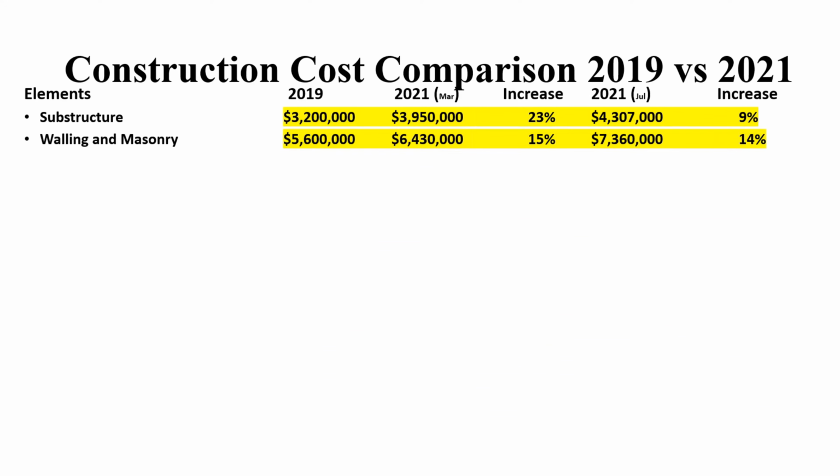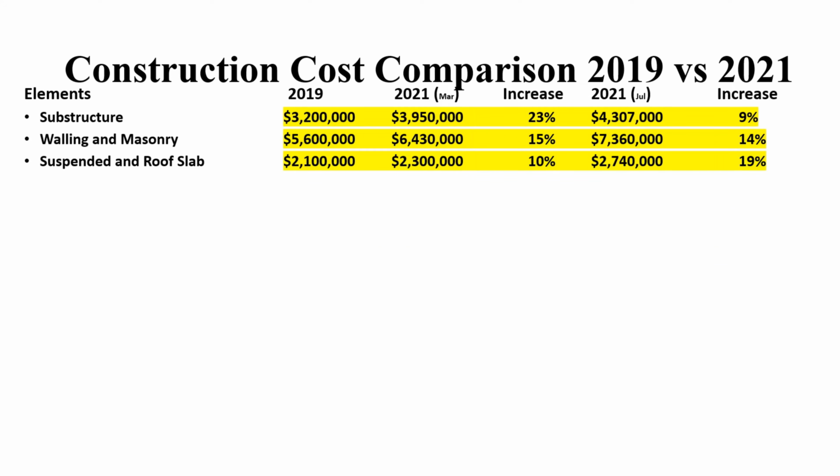All in, so back in March we were looking at $6.4 million. Now we are looking at about $7.36 million to do the walls for this house. An overall 14% increase. Suspended slab and roof slab. So back in March we were looking at about $2.3 million. Now we're looking at 2.7 million to do the same slab, which is a 19% increase.